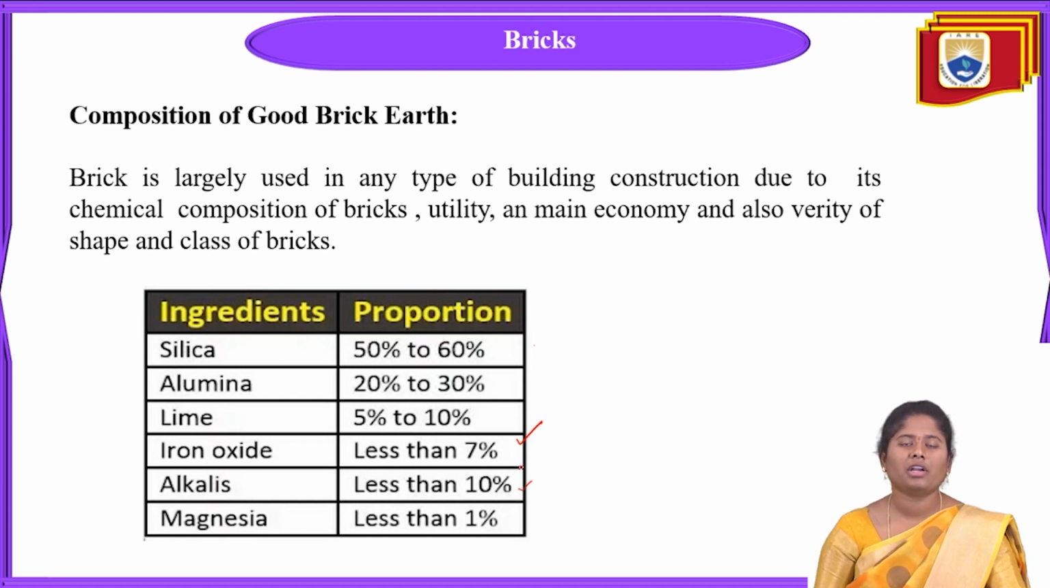These are the different chemical compositions, meaning ingredients, in proportions of 50 to 60%, 20 to 30%, and so on. These are the different ingredients present in the brick.